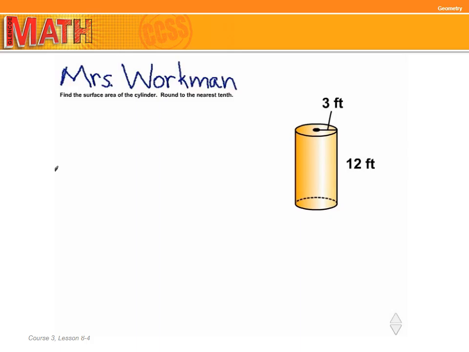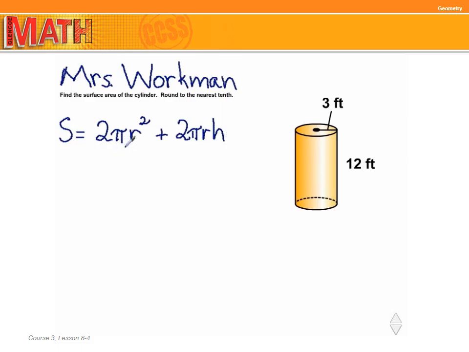Find the surface area of the cylinder, round to the nearest tenth. The surface area formula for a cylinder is fairly complicated looking: 2 pi r squared plus 2 pi r h. Maybe to make it just a little bit less scary, let's look at the pi r squared.